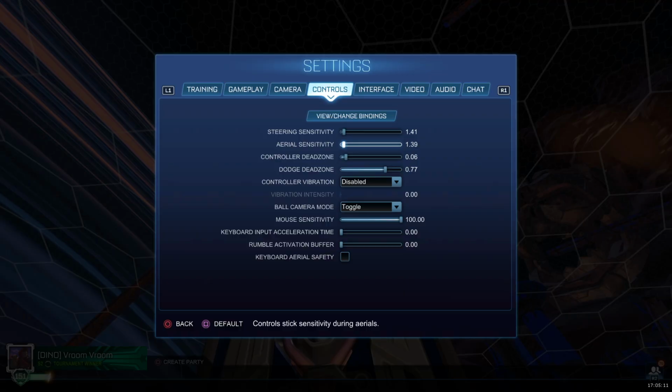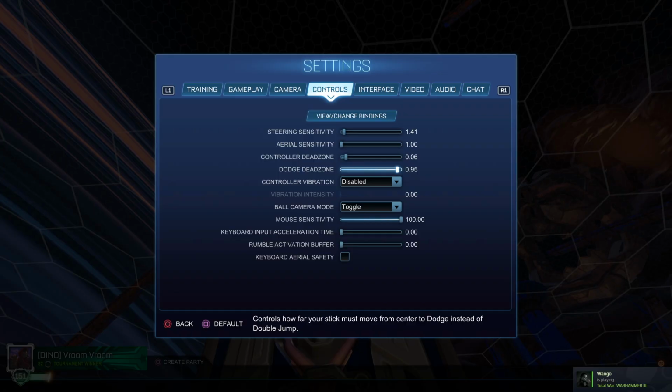For aerial sensitivity, you want to have it as low as possible, so 1 is preferred. Steering sense doesn't really matter. Controller dead zone, you want something on the lower side, so 0.04, 0.05, 0.06, 0.07, around there is good. And dodge dead zone, you probably want to have it quite high to avoid flipping.